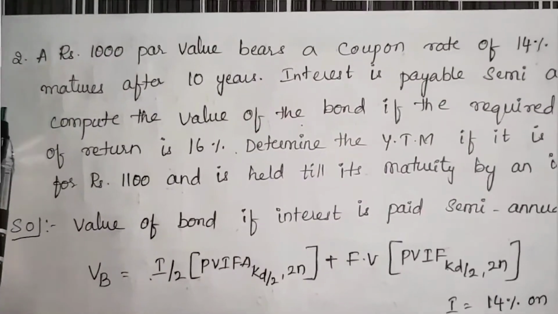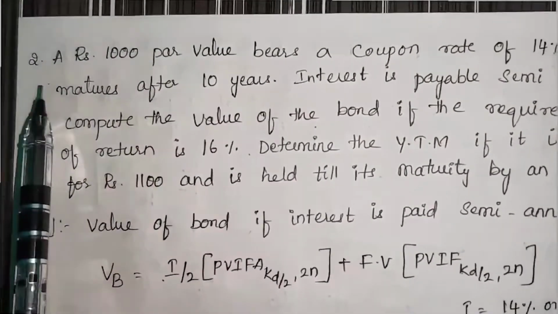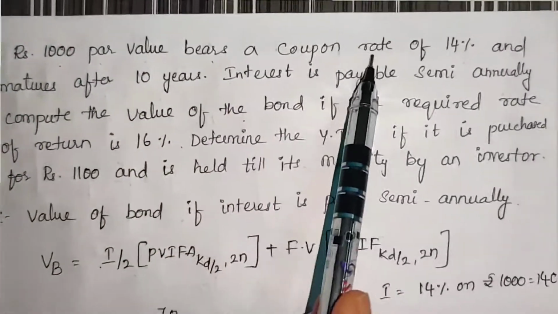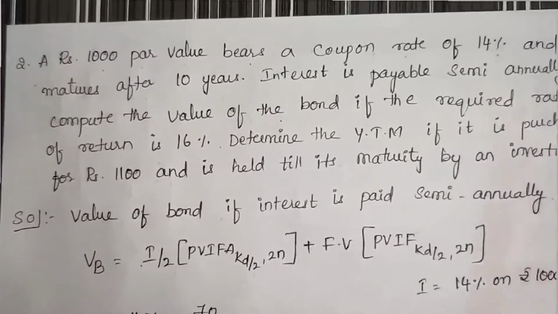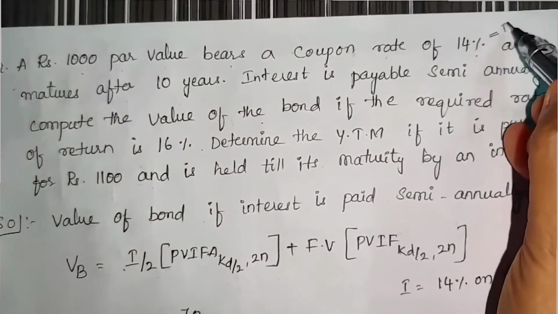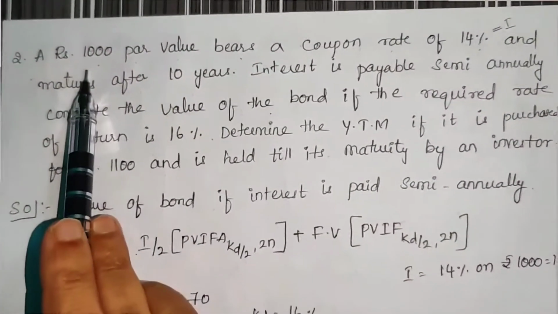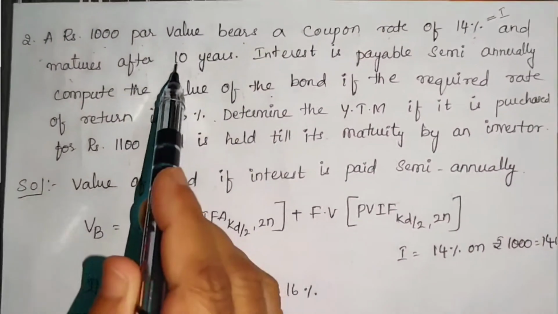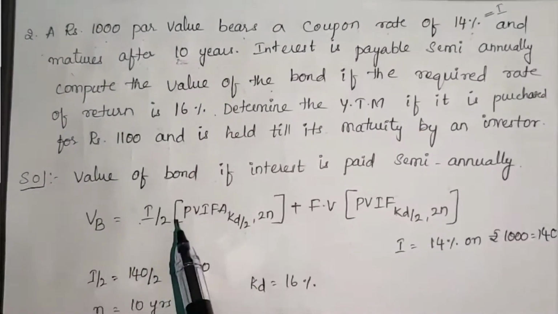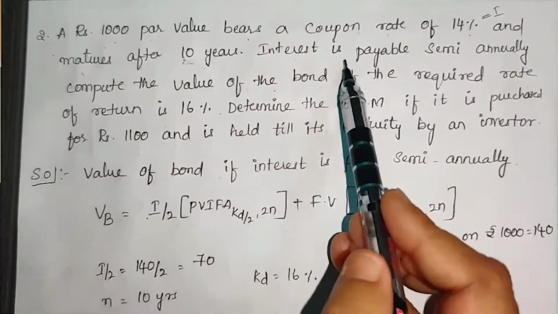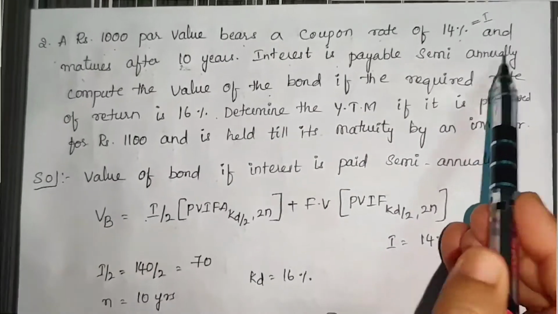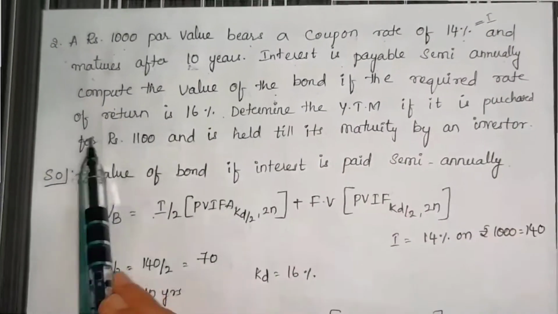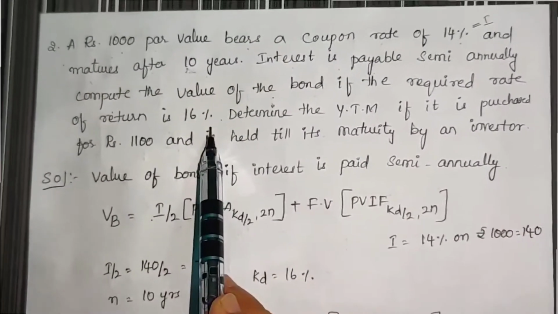So now let's go with the problem. A rupees 1000 par value bond bears a coupon rate of 14%. So the coupon rate is 14% on 1000 rupees, and it matures after 10 years. N is equal to 10 years. Interest is payable semi-annually. Compute the value of the bond if the required rate of return is 16%.